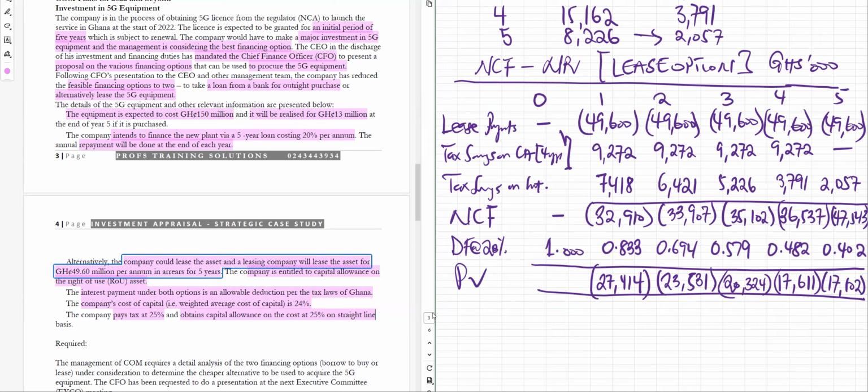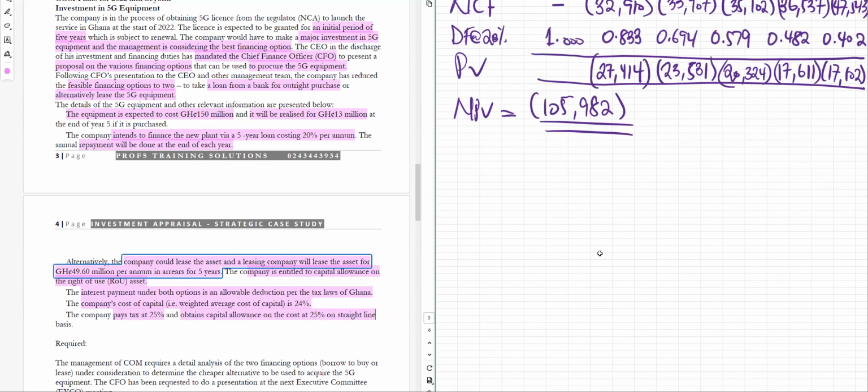Now that I have the PVs, I can just add them up to get my NPV, which is 27,414 plus 23,531 plus 20,324 plus 17,611 plus 17,102, and that gives me 105,982. So let's summarize and see the lease option and the buy option and see which one is better.